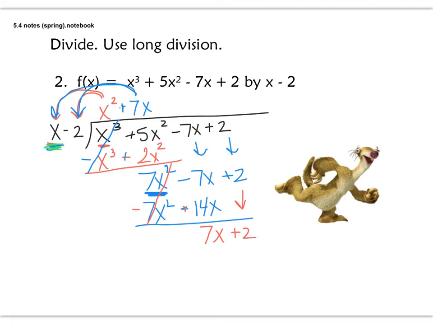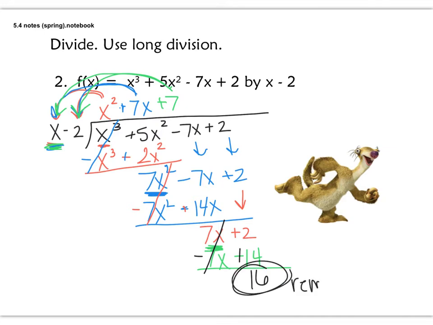All right, so what do you multiply x by to get 7x? Well, you multiply by a positive 7. And then we distribute. 7 times x is 7x. 7 times negative 2 is negative 14. And then we have to change our signs. 7x minus 7x cancels. 2 plus 14 is 16. We have nothing left to bring down, so this right here, that is my remainder.